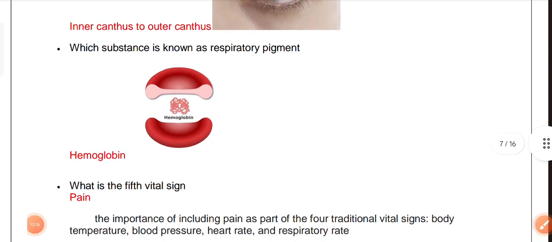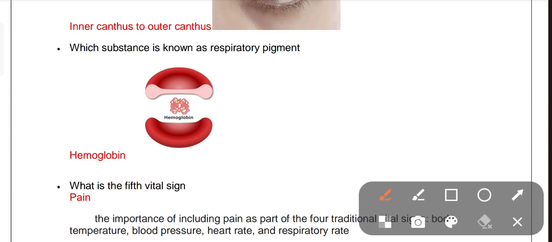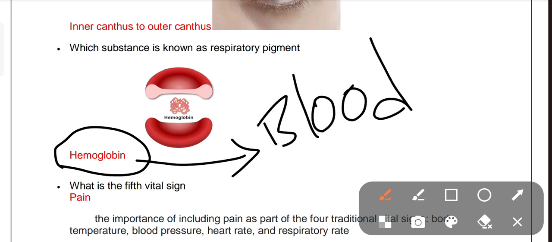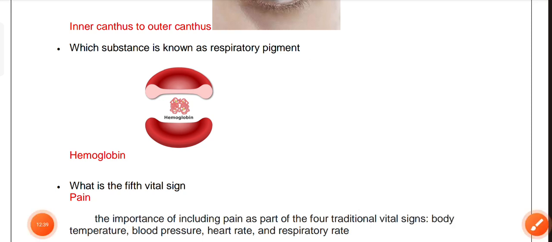The next point is: which substance is known as the respiratory pigment? You commonly know this is hemoglobin. Hemoglobin is present in the blood, so it is called the respiratory pigment. Remember this: the other name for hemoglobin is respiratory pigment.